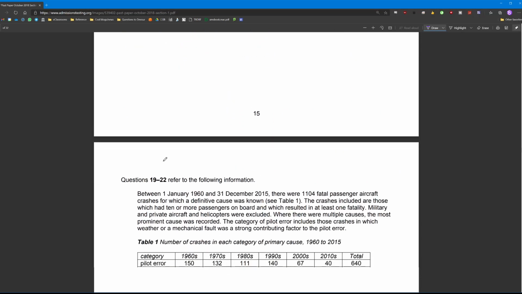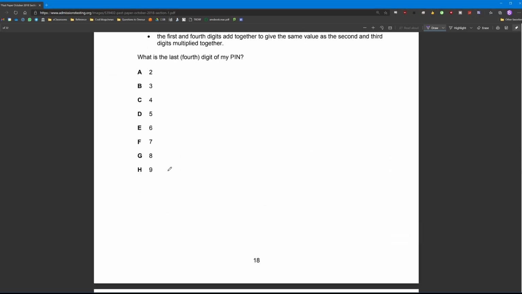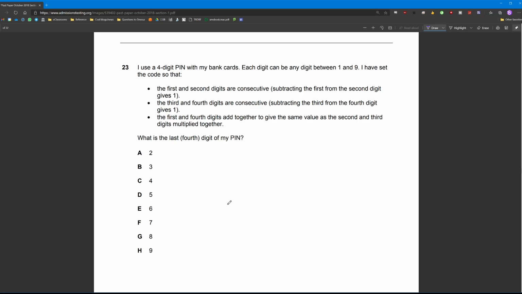So now we move on to question 23, which is the next one I wanted to look at. I use a 4-digit PIN with my bank cards. Each digit can be any digit between 1 and 9. I have set up a code such that the first and second digits are consecutive. Subtracting the first from the second digit gives 1.